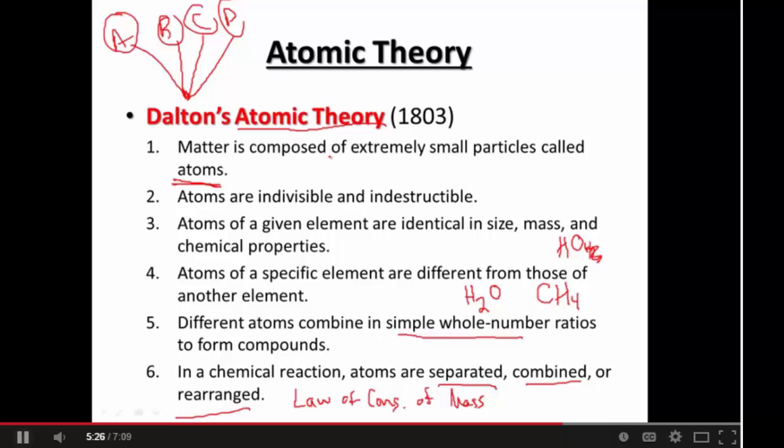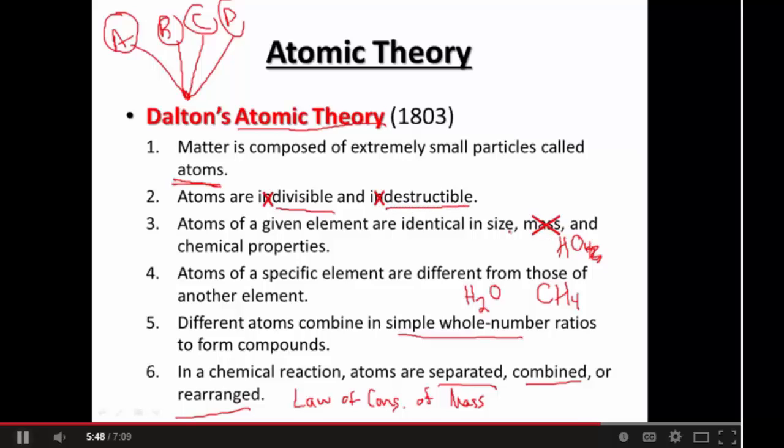Before we move on, let's look at number 2 and 3 here. We're going to put light x's over indivisible and indestructible, and over mass. Basically, as science developed and grew, more technology allowed us to find out that atoms could be divided, into protons, neutrons, and electrons, which we'll talk about in the next video. And we can destroy matter, which we'll talk about later in the year.